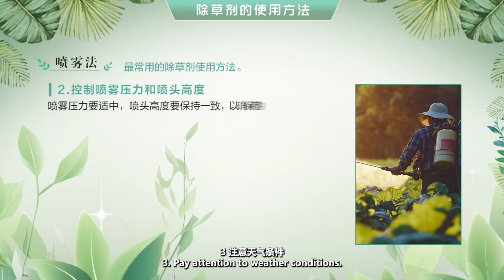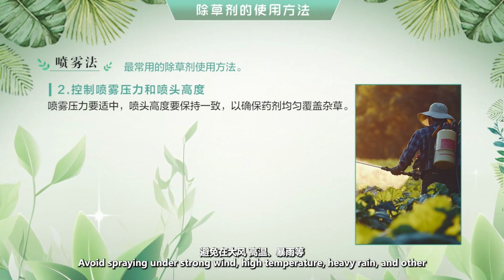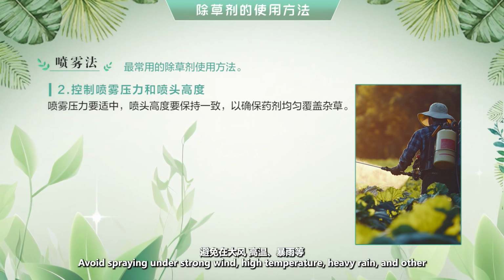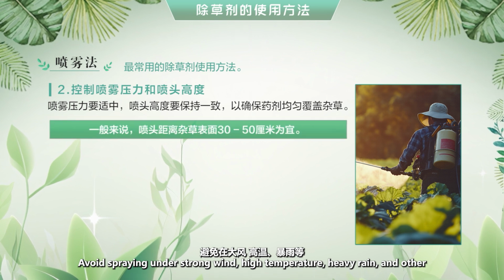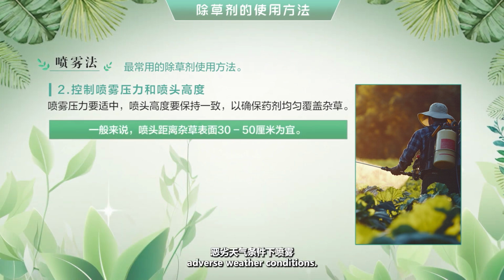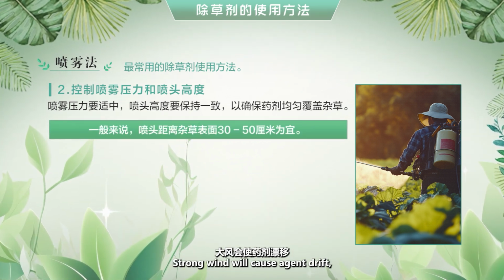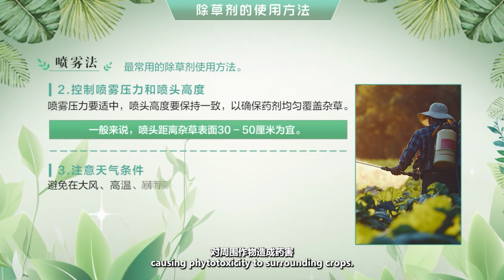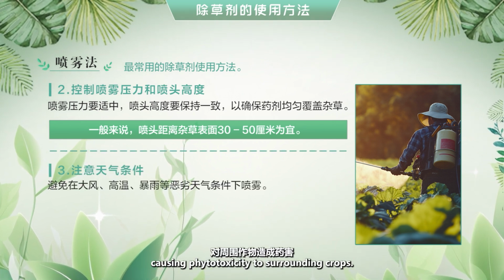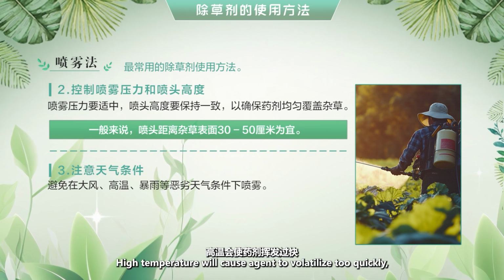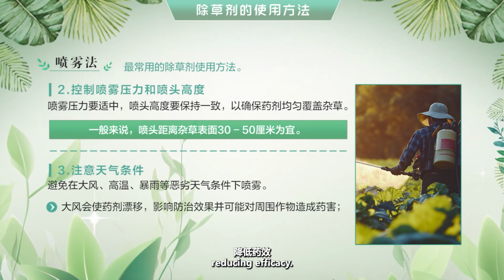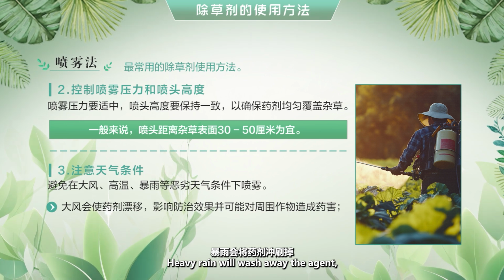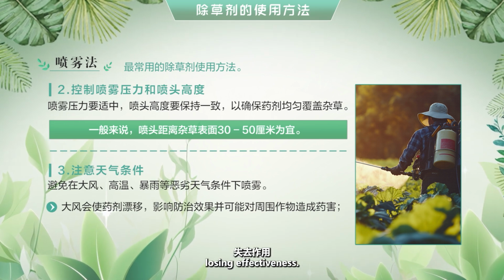3. Pay attention to weather conditions. Avoid spraying under strong wind, high temperature, heavy rain, and other adverse weather conditions. Strong wind will cause agent drift, affecting control effectiveness and possibly causing phytotoxicity to surrounding crops. High temperature will cause agent to volatilize too quickly, reducing efficacy. Heavy rain will wash away the agent, losing effectiveness.